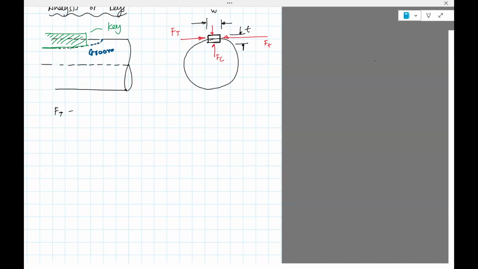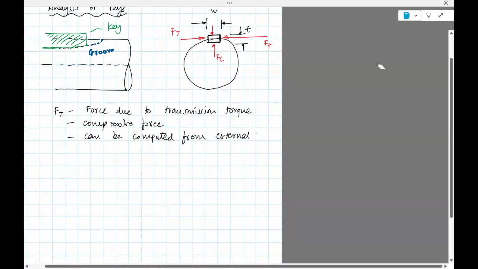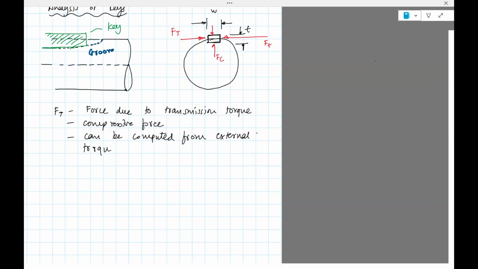Ft, the force due to transmission torques. It's a compressive force, as you can see, and it can be computed, and we're going to do this calculation from the external torque. Let's call that torque T, the external torque T.